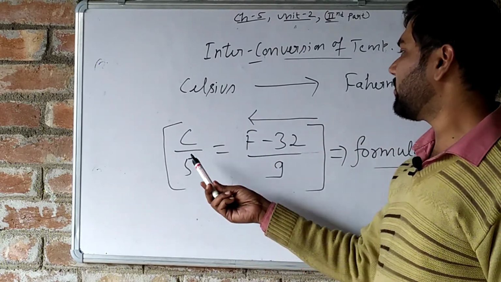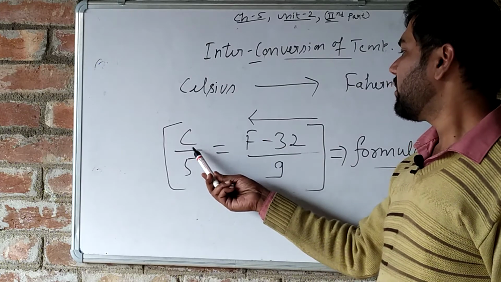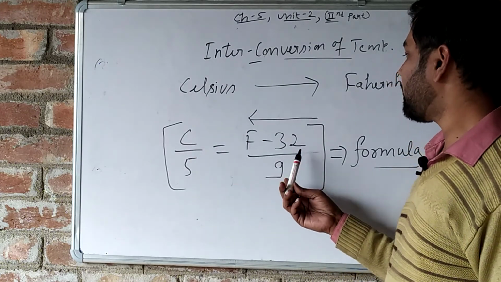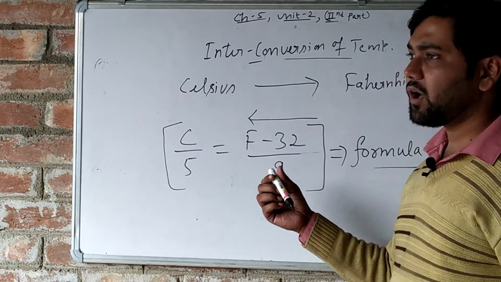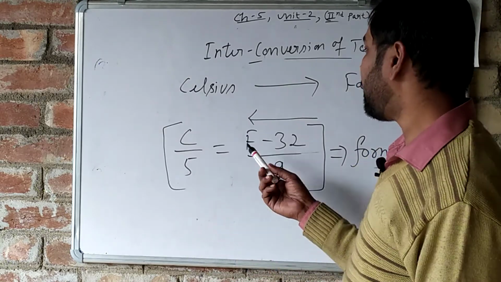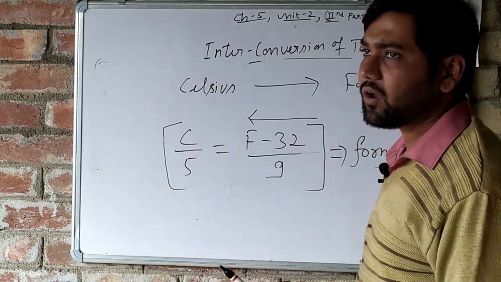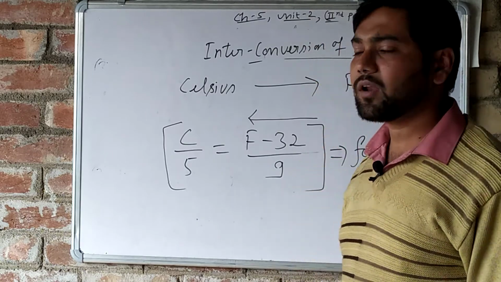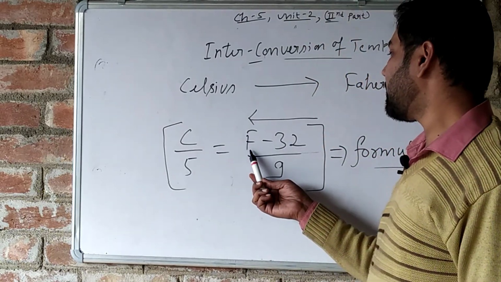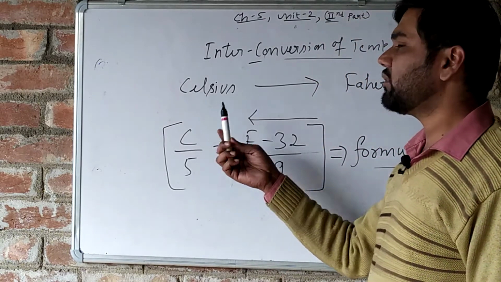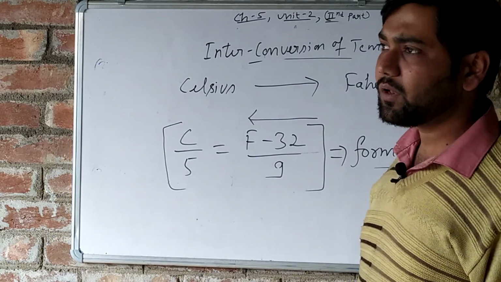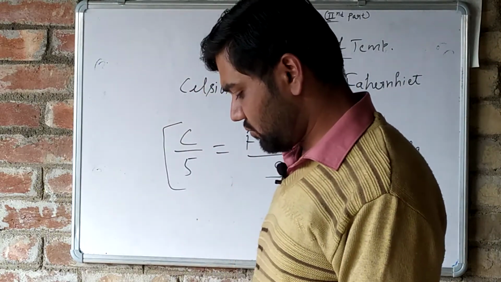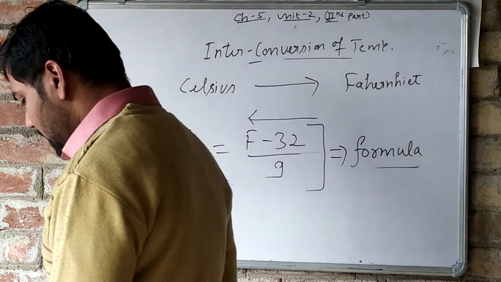If we have the temperature given in Celsius, we will keep it here in C upon 5 equals F minus 32 upon 9. F is the unknown value here, so we will find the temperature in Fahrenheit. And if the temperature is given in Fahrenheit, then we will keep that temperature over here, and C will be the unknown quantity, so we will find C from this formula.